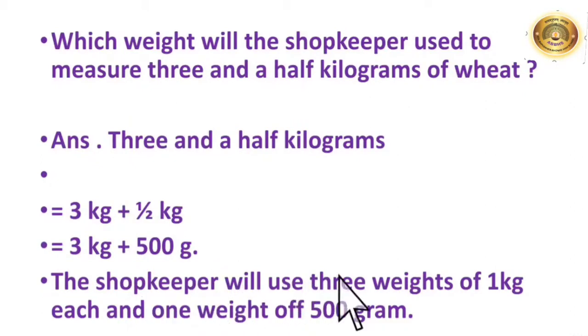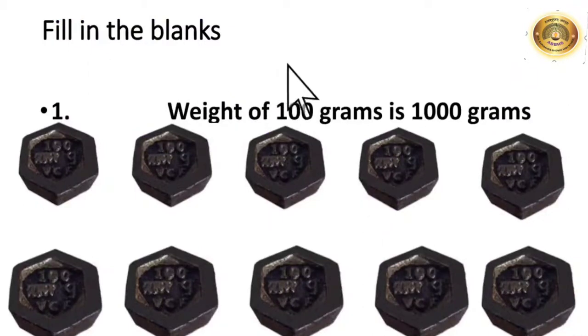The shopkeeper can also use three weights of 1 kg and one weight of 500 grams, which makes 3 kg 500 grams. Or, if it is available with him, a single weight of 3 kg and one 500 grams weight, which will complete the balance of 3.5 kg.